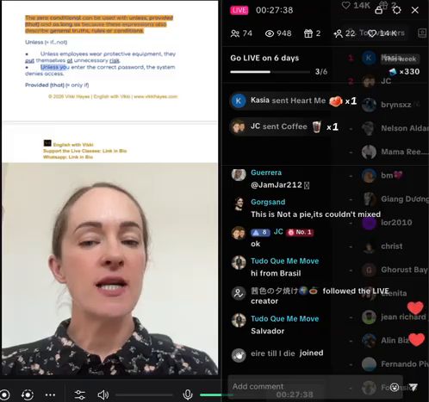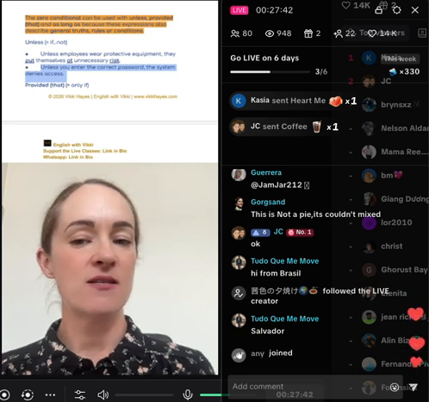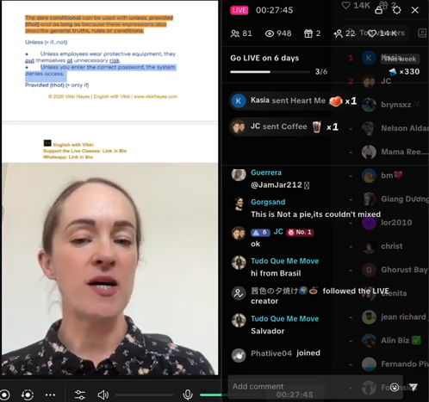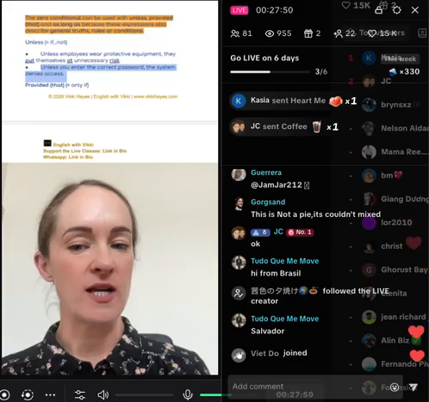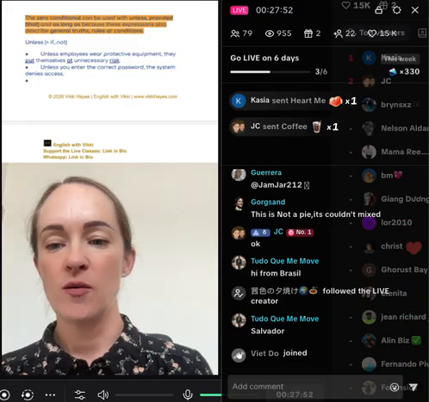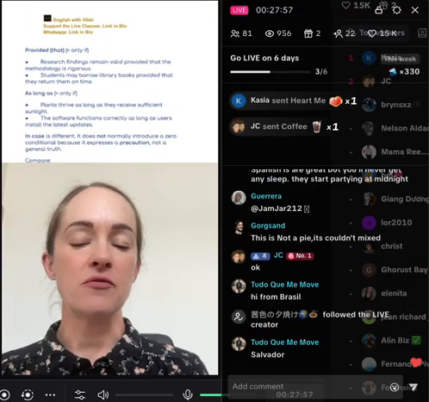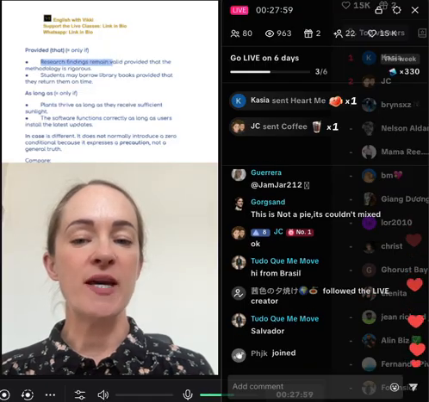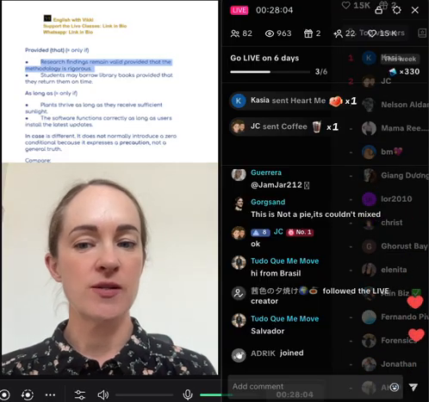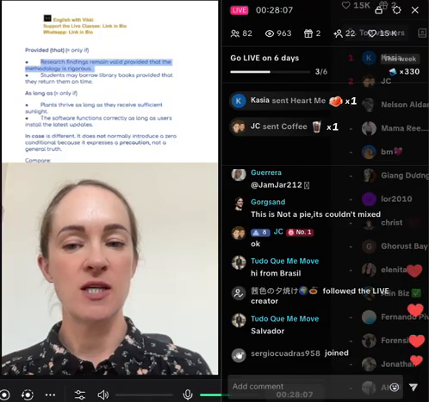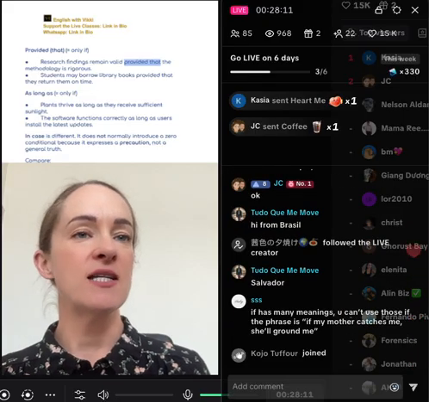Next example: "Unless you enter the correct password, the system denies access." Zero conditional with unless. Now, provided that examples. This is like only if. "Research findings remain valid, provided that the methodology is rigorous." So we can use provided that instead of if, and it's a zero conditional.